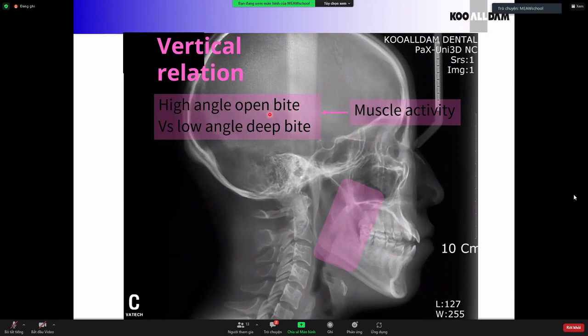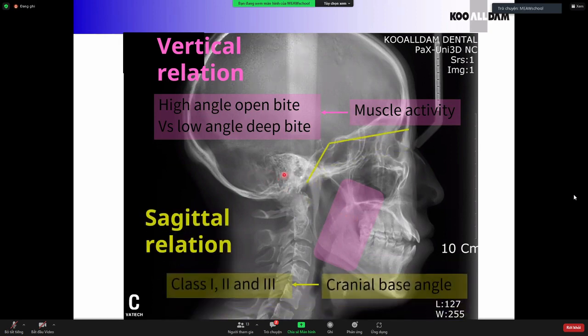These are high angle open bite versus low angle deep bite cases. This is a vertical problem, or vertical relation. It depends on the muscle activity. On the other hand, in sagittal relation, in class 3, class 2, class 1, many consider cranial base angle as the main cause.